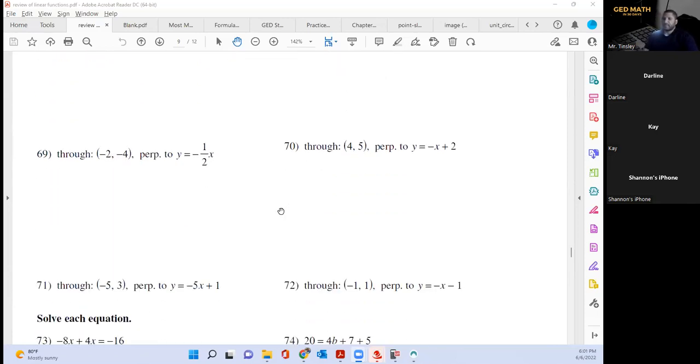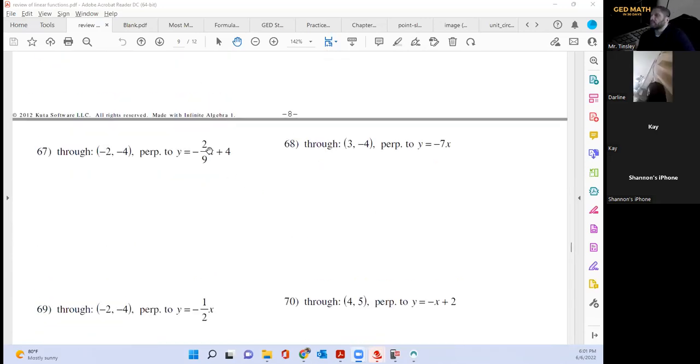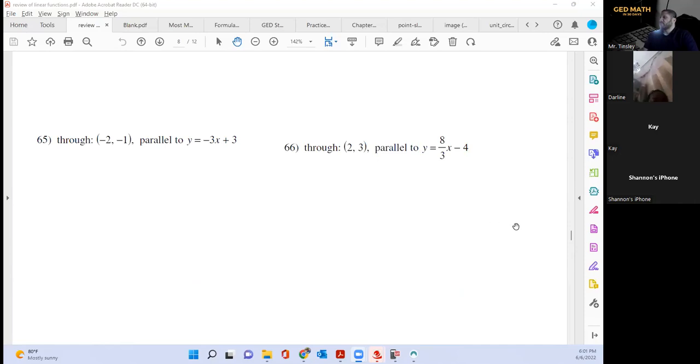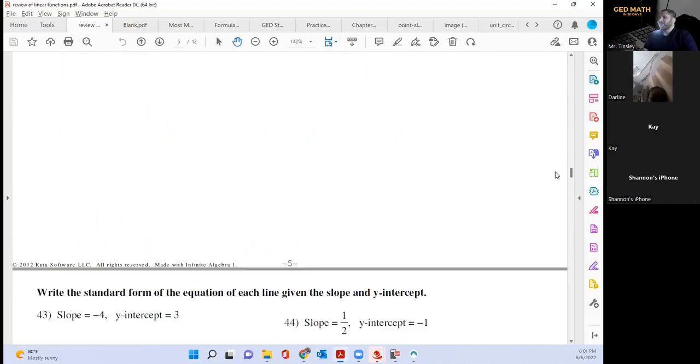Trying to, if they give us the graph, try to read the slope. Okay. All right. You came to the right place.